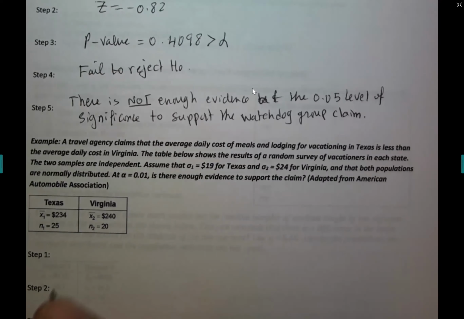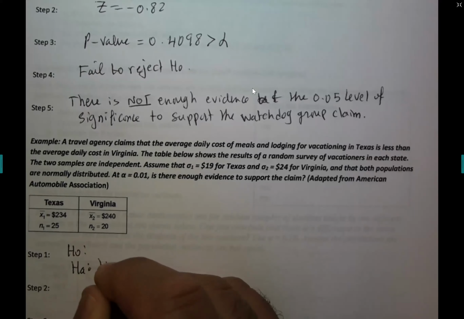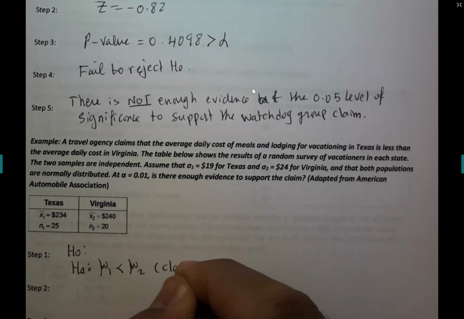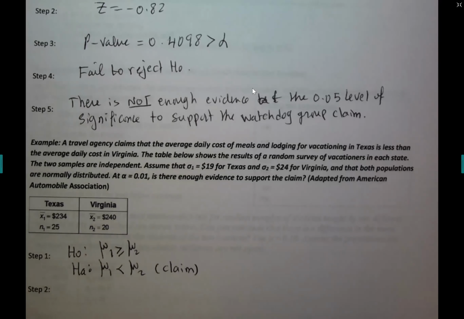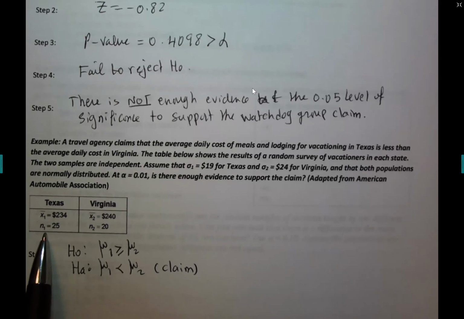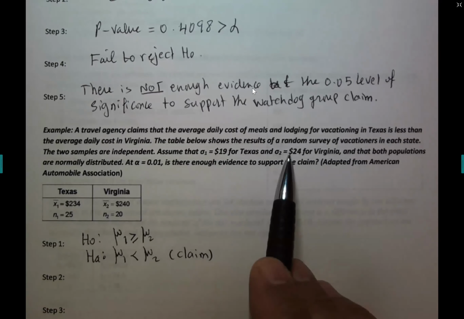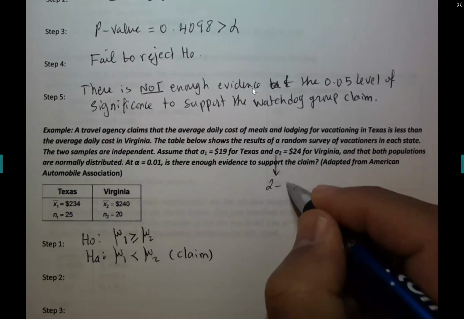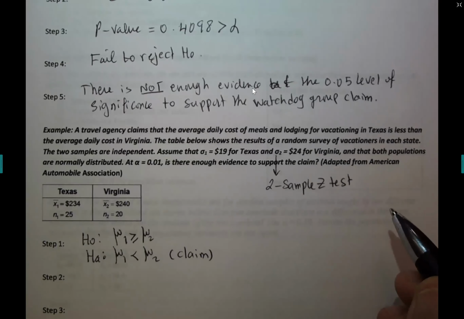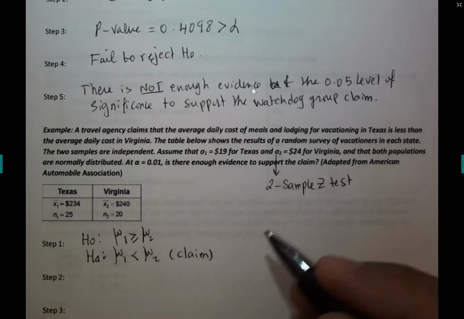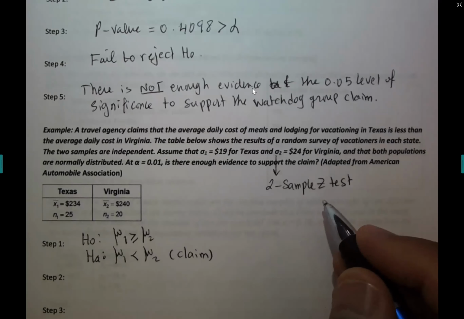Once you figure this out, it's going to be, as they call it, a piece of cake. mu1 is less than mu2, claim. mu1 is greater than or equal to mu2. He put Texas first. As you notice, it's labeled 1, and Virginia is 2. He gives me sigma 1 and sigma 2, so this is an indicator. It's a 2-sample Z test, guys. And both populations are normally distributed, they are independent, they're randomly selected, so the conditions of the test are met. Is there enough evidence to support the claim?